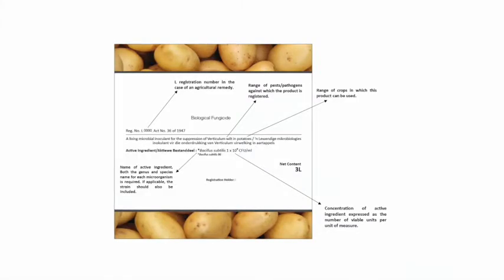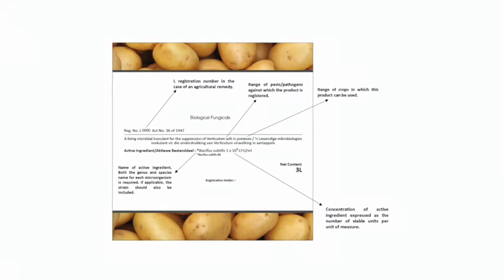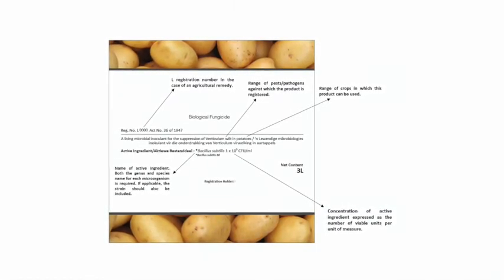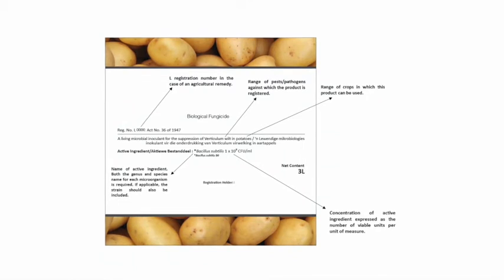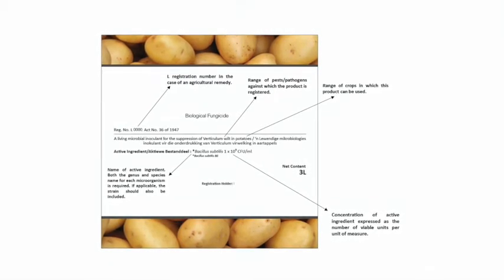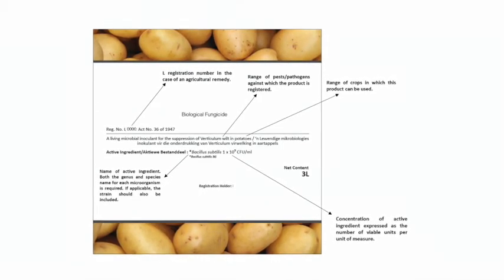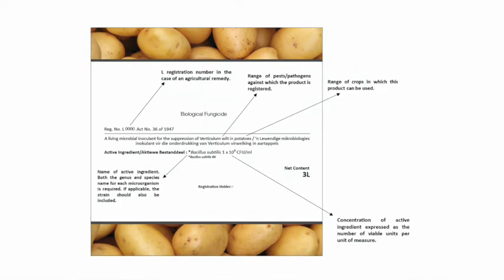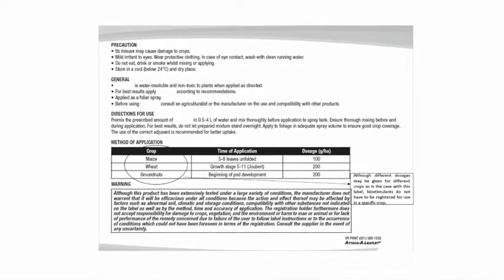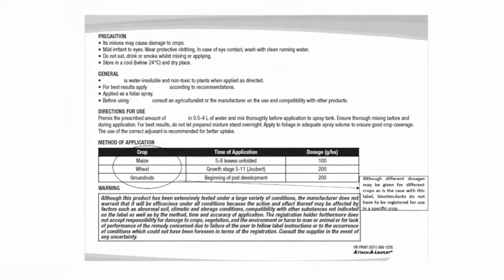A biopesticide as an agricultural input requires a registration and will receive an L registration number. The range of pests and pathogens which will be used must be on the label. It must have the genus name, it must have the species name, and it must also have, in some cases, a strain number. The range of crops against which the product is to be used must also be mentioned on the label. The concentration of the active ingredient is to be listed. There will also always be a batch number and an expiry date by law.